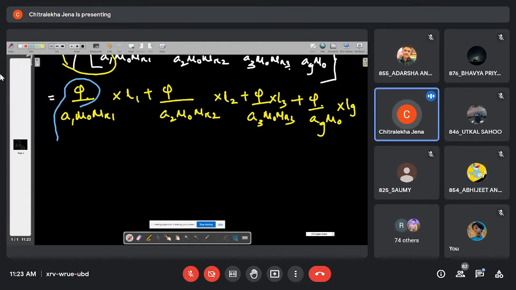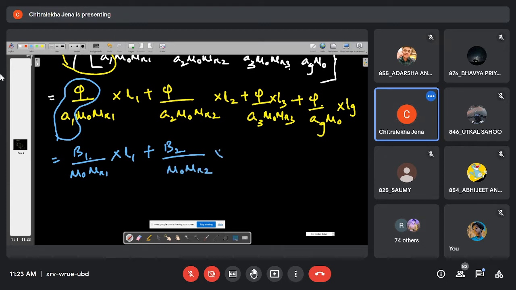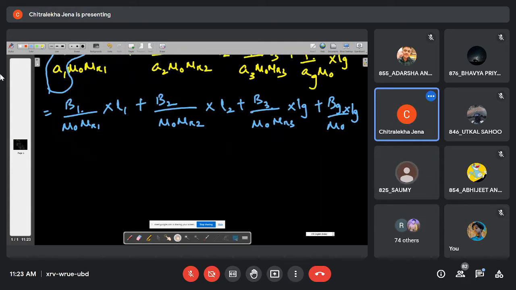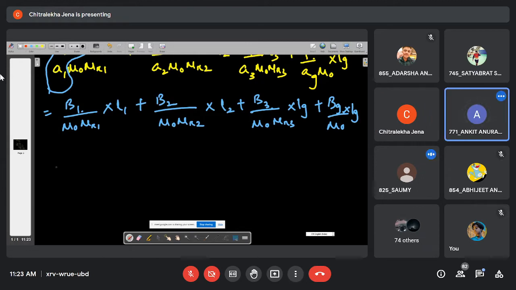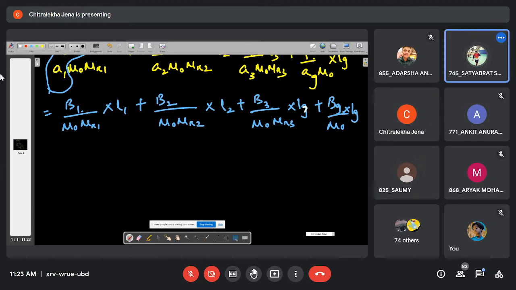Okay, very good. Now phi divided by A1 I can write as B1 divided by mu 0 into mu R1 multiplied with L1 plus B2 divided by mu 0 into mu R2 multiplied with L2 plus B3 divided by mu 0 into mu R3 multiplied with L3 plus Bg divided by mu 0 multiplied with Lg. Check this too. Now it is correct, na? It will be L3 there, not the other one.